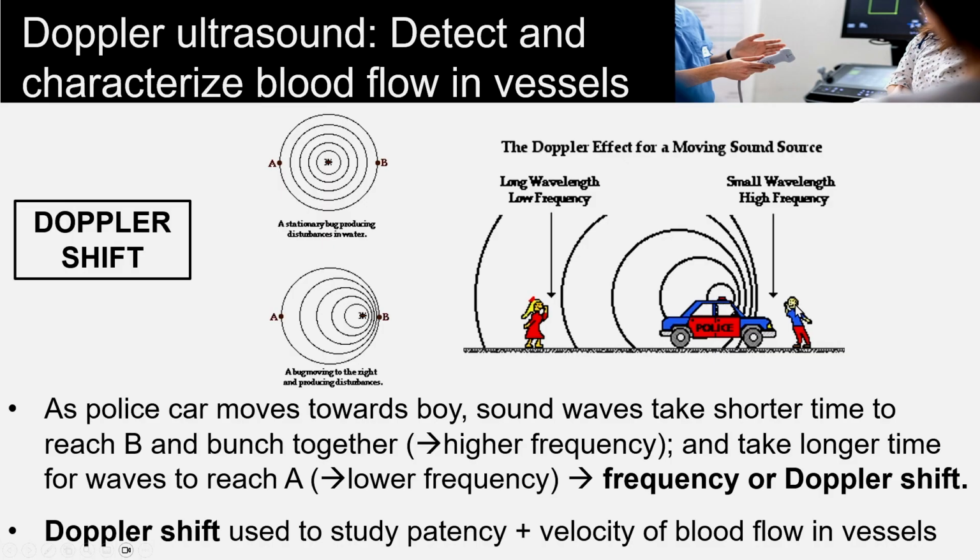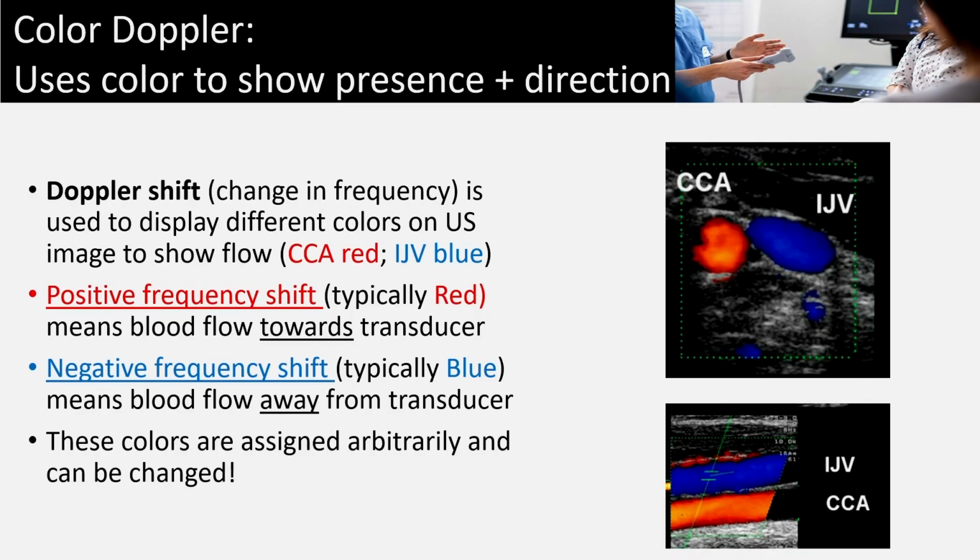He experiences higher frequency. The sound he hears is of a higher frequency. The sound she hears is a lower frequency with respect to the same sound generated by the siren. This is called change in frequency, or frequency shift, or Doppler shift. This is the principle of Doppler that is used to assess patency and velocity of blood flow in vessels. Here's an example of a color Doppler of the common carotid artery and internal jugular vein that allows us to detect presence of flow and direction of flow.